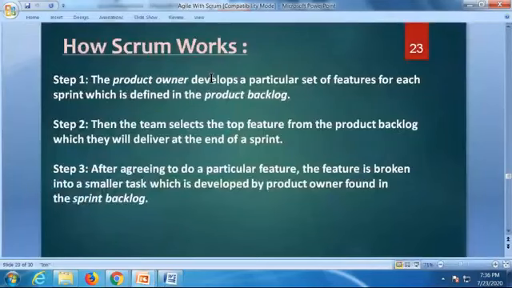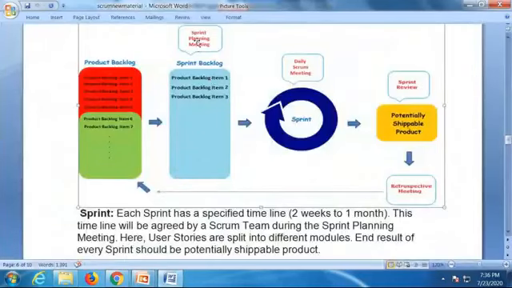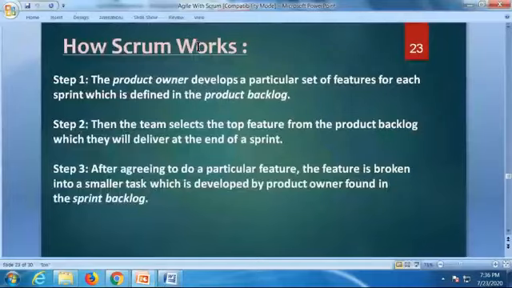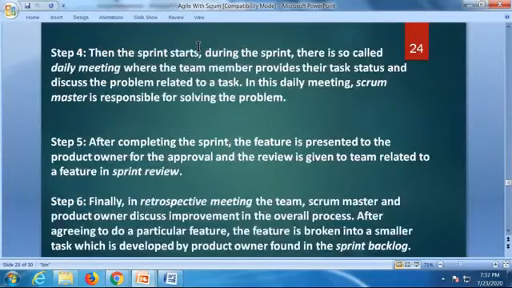Third step, after agreeing to do a particular feature, the feature is broken into smaller tasks, found in the sprint backlog. See, the very first meeting is the sprint planning meeting. In this sprint planning meeting, what happens? The product owner will call all developers and testers to a conference room, and he will tell us, hey, these are the stories we have for this current sprint. He'll give the deadlines, whether to work in 1 week or 2 weeks. You have to agree to that. Is it possible or not possible? You have to give the estimation to the product owner. If you're agreeing, then we have to go accordingly. That is the third step. Fourth step, then the sprint starts.